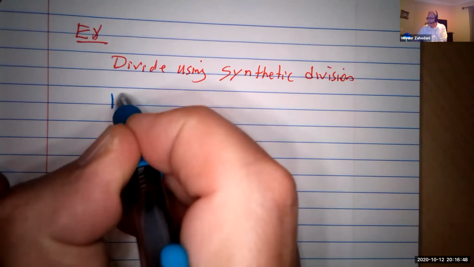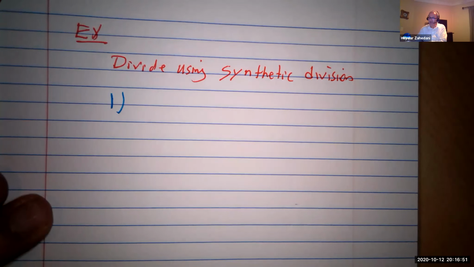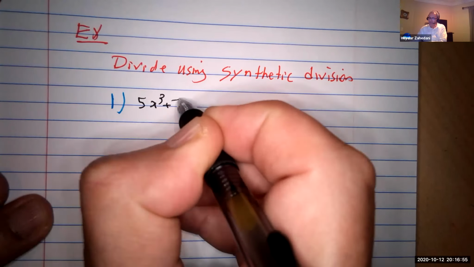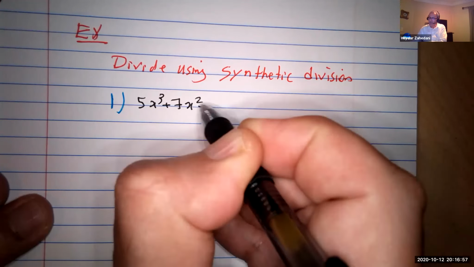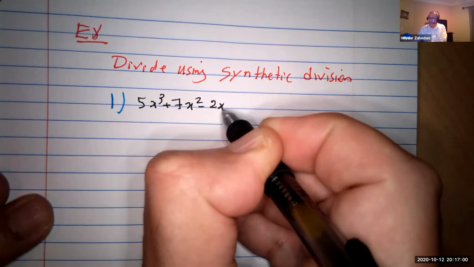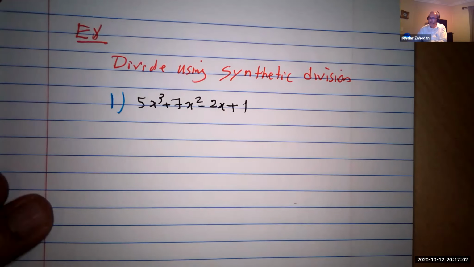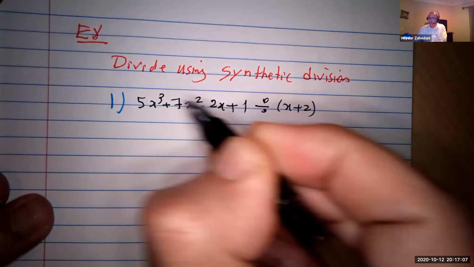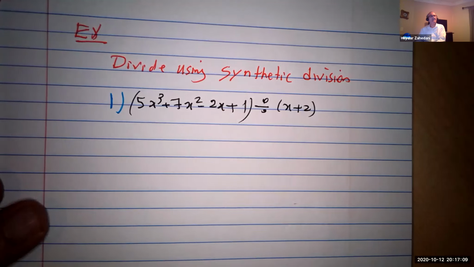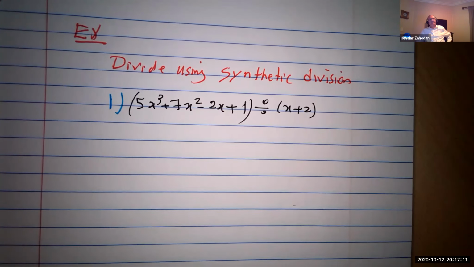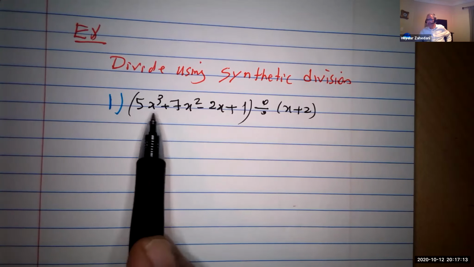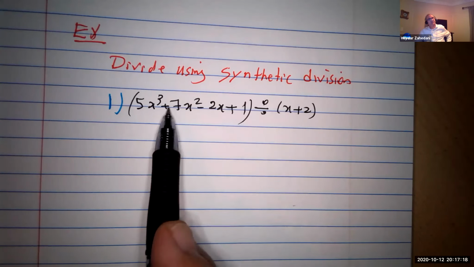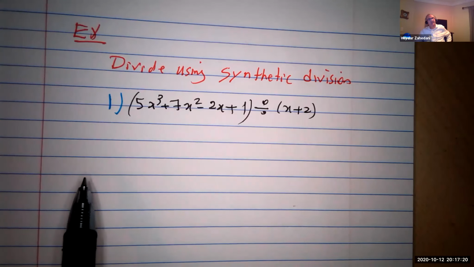We give you two. Okay, the first one, just to practice. And this is it, 5x cubed plus 7x squared minus 2x plus 1. You want to divide it by x plus 2. That's it. You check to make sure everything is here. You must have a representative of each power of x.